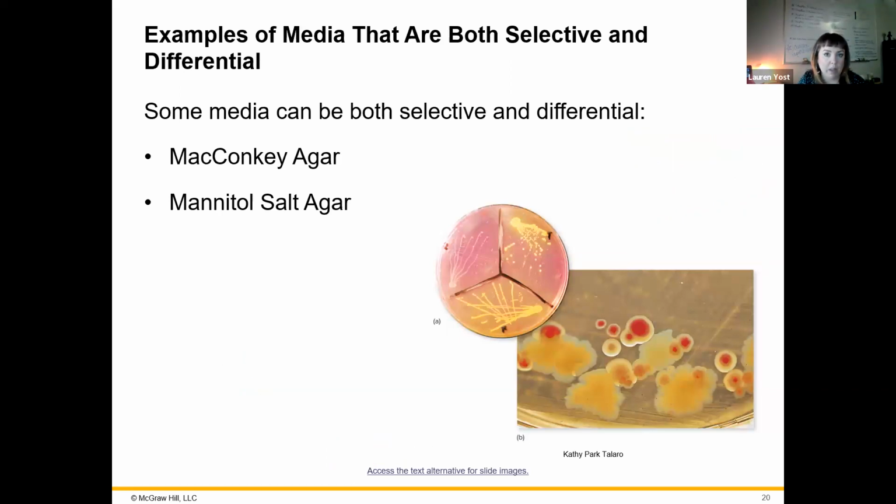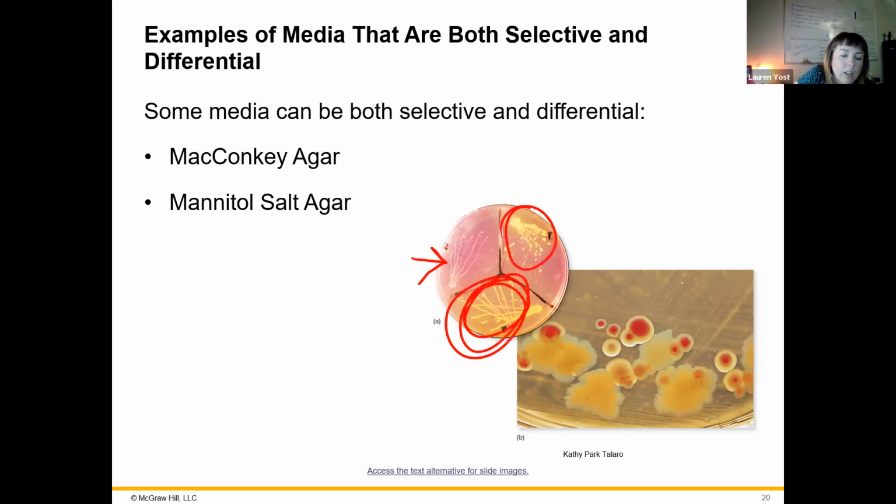So media can be selective, like we said, having inhibitory factors in it to keep certain things from growing, but it can also be differential, which wouldn't necessarily inhibit, but does cause a color change, so you can tell the difference. Some media is both. A great example of that is mannitol salt agar. It's really good for staph organisms. So if you have growth, like you can see here, there's maybe a limited amount of growth. I don't know if there really is any growth, but there definitely is here.